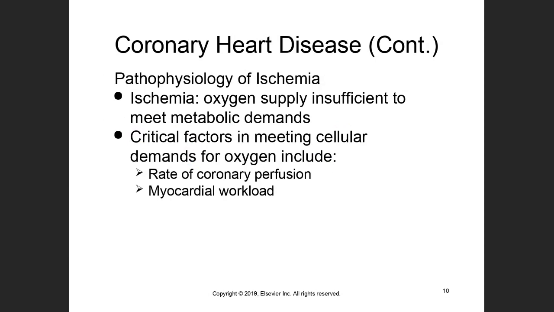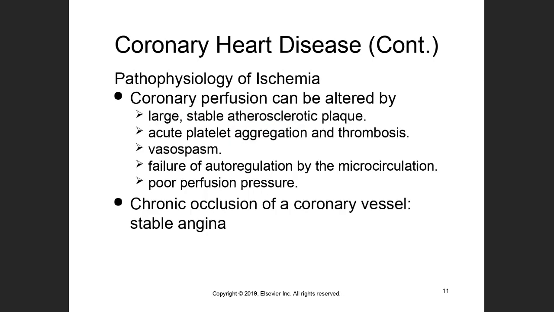The physiology of ischemia. Remember that ischemia is the lack of oxygen. You don't give enough oxygen to that part of your body, and you can't cover the metabolic demands. If you can't cover the metabolic demands, that is going to produce pain. Factors in meeting cellular demands for oxygen: rate of coronary perfusion and myocardial workload. Coronary perfusion can be altered by large stable atherosclerotic plaque, acute platelet aggregation, thrombosis, and vasospasm.